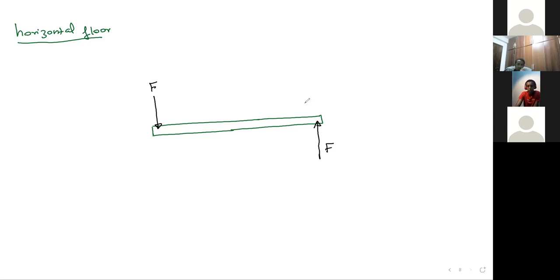Do you think there will be translation? This one will rotate. Okay. It will rotate. Very good. What about translation? There won't be any kind of translation because both forces are of the same kind, both acting with the same magnitude. Good. But how will you define it?